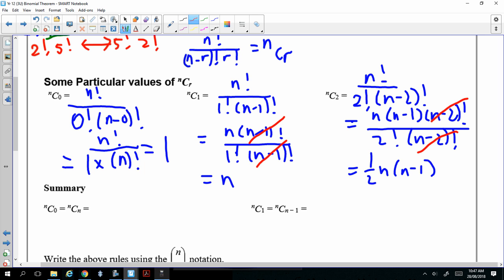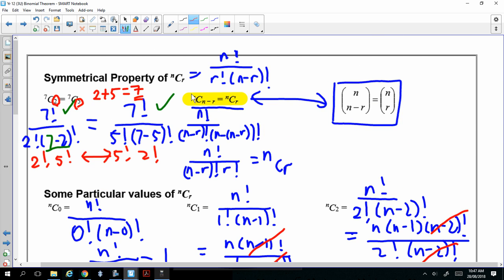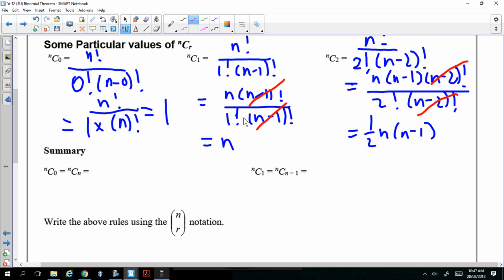All right, nC0 now, using the symmetrical property. Remember this symmetrical property, nCn minus r is equal to nCr. So nC0 is the same as nCn, so they're both equal to 1. And nC1 and nC(n minus 1) equal n, right? So now we have four values.